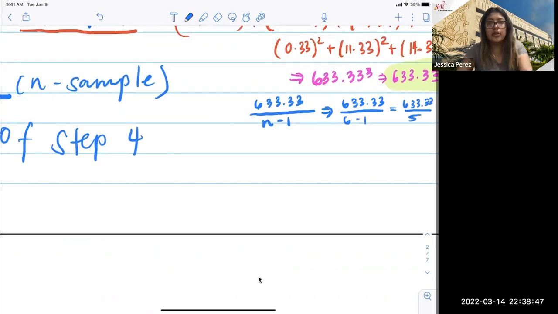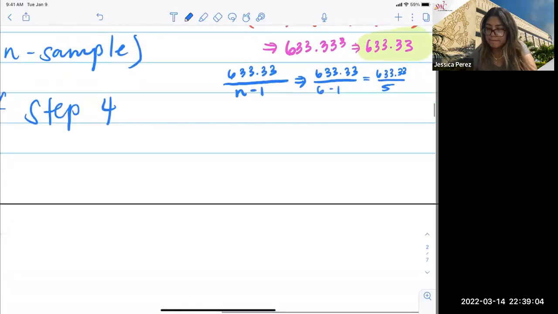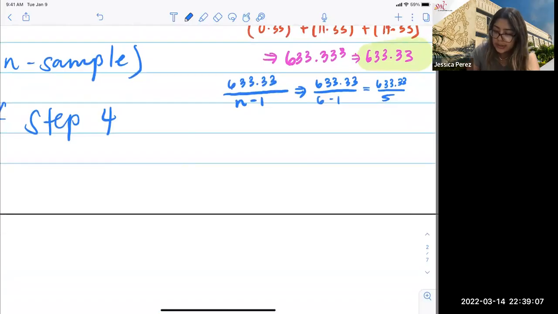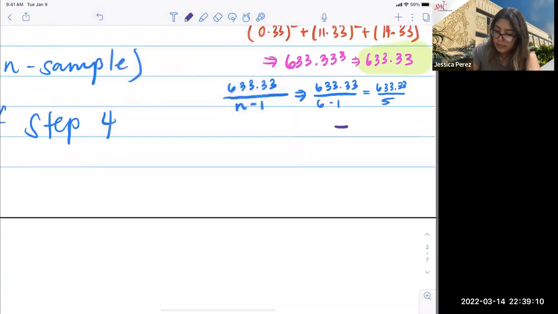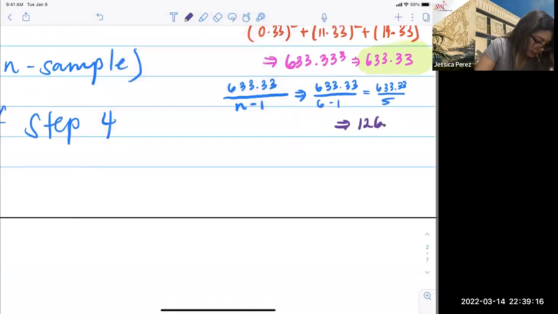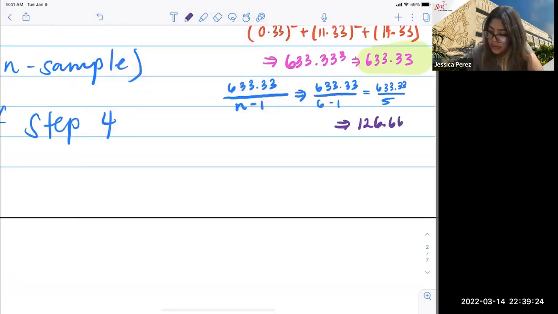So let's go ahead and do that. On my calculator, that's going to give me roughly 126.66, which is 126.67 when you round.